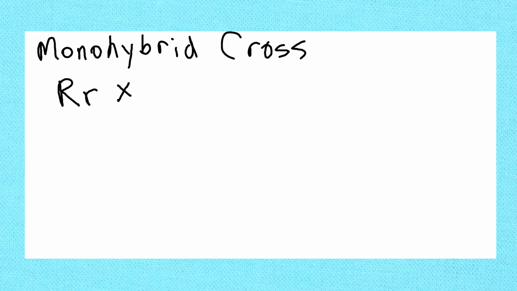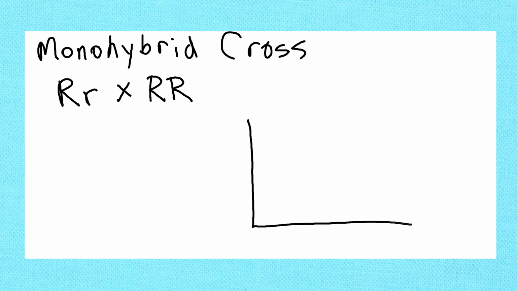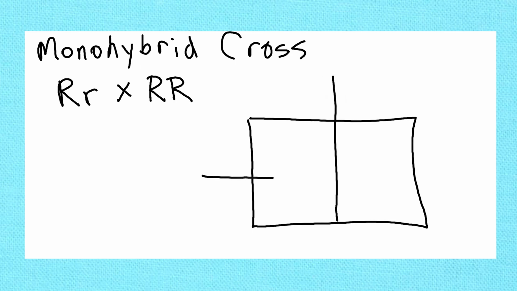I'm going to cross it with a pea plant that is homozygous dominant. So what I'm going to do is draw a little square right here and basically make what looks like a window with 4 boxes. It doesn't matter where you put the male and the female.